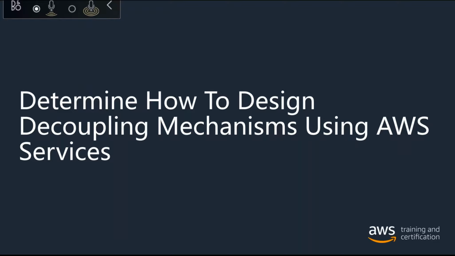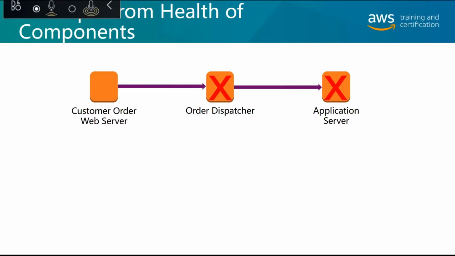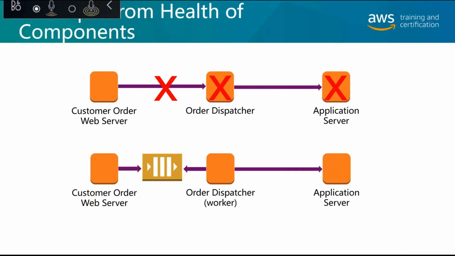Now, how do we decouple in an architecture with AWS services? What we don't want is, for example, I have an app running on EC2, a customer order web server, and it needs to talk to the order dispatcher and then the application server. If I'm sending messages from one server to another, one option to decouple is to use SQS queues.